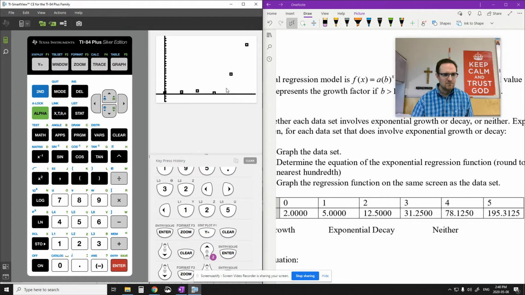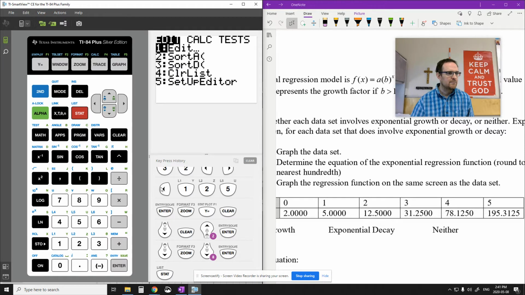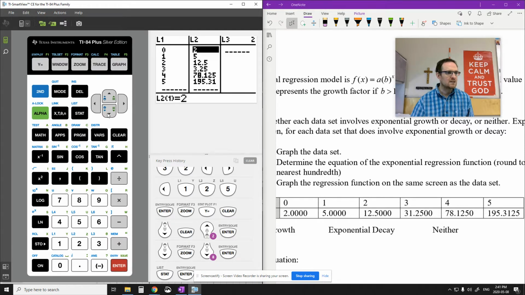So there's my data. Looks like I messed one of my data points up. This 0, 1, 2, 3 data point is too low. So I'm going to just double check that. Oh yeah, I messed that up. It should be 31.25.